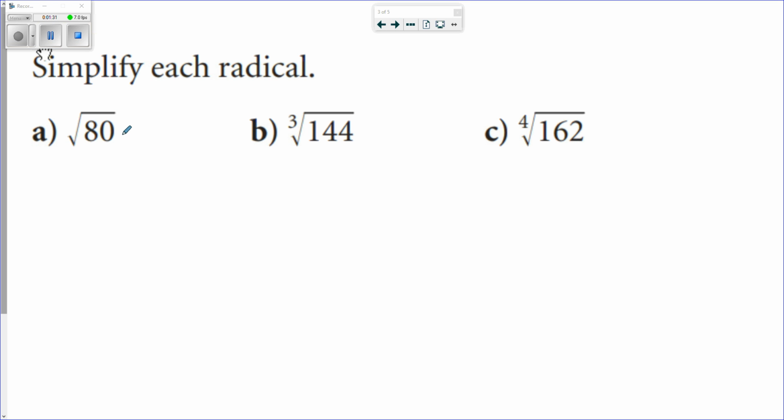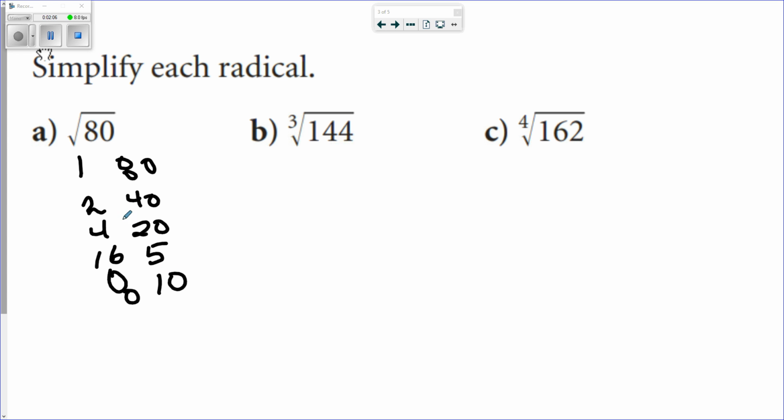So we're looking at the square root of 80. We want to split 80 up into two numbers, one of which is a perfect square, and then the leftovers. So if we factor 80, we get 1, 80, 2, 40, 4, 20, 16, and 5. I did those backwards. And 8 and 10. So we look for the biggest perfect square, and that's going to be 16.